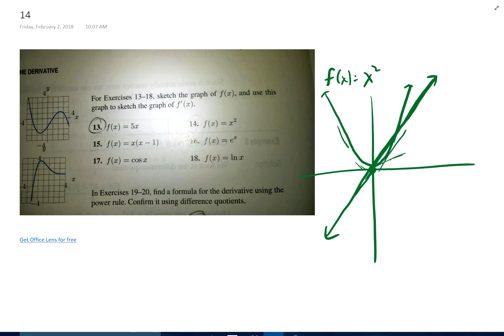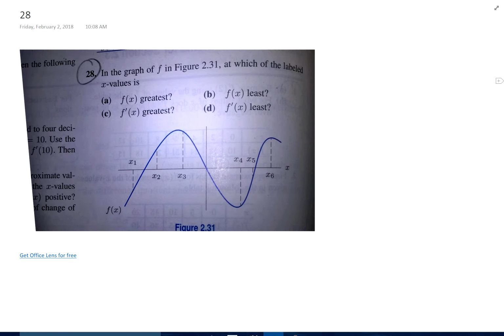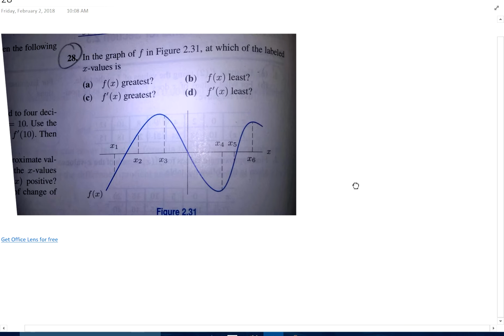Okay, let's do one more, number 28. In the graph of f, at which of the labeled x values is f of x the greatest? Well, f of x is the y value, so the highest y value would be this point here, so that would be x sub 3. Where is f of x the least? Looks like, of my values here, x sub 4 is the smallest. Where is f prime the greatest? That's the slope of the curve. It looks like it's right in here, x sub 5.